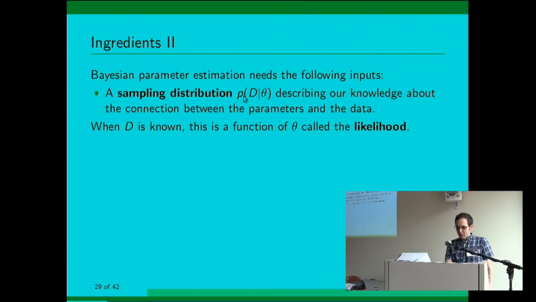When you take this term and you plug in the actual observed data set, then it's no longer a probability distribution over the data space. It just becomes a function of theta. And this is the distinction between sampling distribution and likelihood: by some authors, likelihood is reserved for only the latter thing, a function on the parameter space, because you've substituted in the observed data. It's no longer a probability distribution over D.